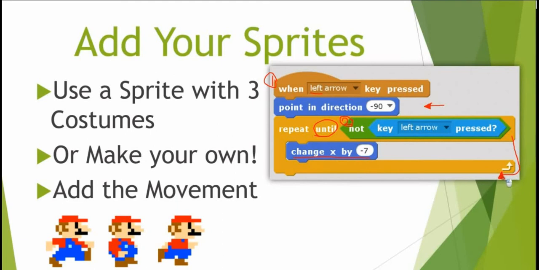So hopefully you guys all see how that works, and what it'll do for your code is it'll mean that when you press the left arrow key, instead of just changing x by minus 7 once, you can get it to repeat changing x by minus 7, so it makes it go a little bit faster as well, and you don't have to tap and tap and tap on the keyboard. You can simply just let it repeat itself until it's done. So let's look at adding that movement into the code now.